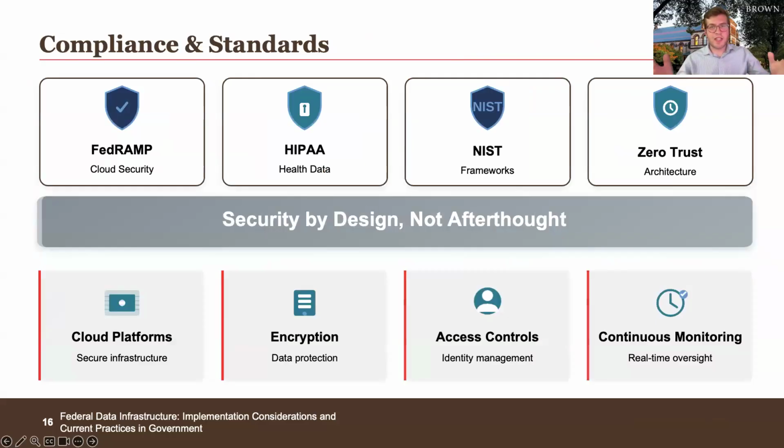Now, to help organizations navigate these challenges, we're seeing an emergence of compliance frameworks and standards. And so federal agencies must navigate multiple frameworks. So FedRAMP for cloud security, HIPAA for health data, NIST frameworks that provide more foundational general guidance, and zero trust architecture principles as discussed previously. And so while not all of these standards are used in every situation, they're definitely some of the more common ones and certainly helpful when you need it.